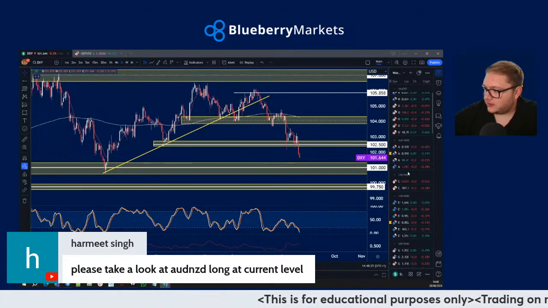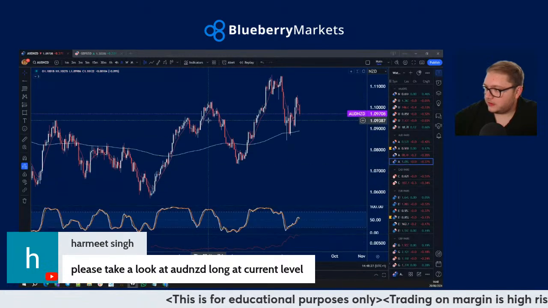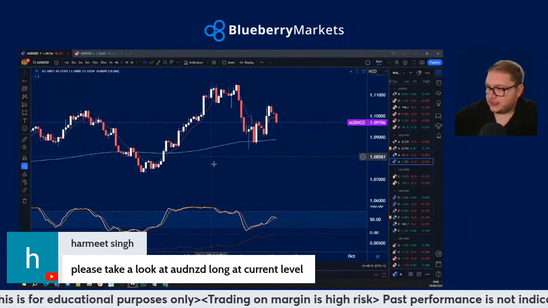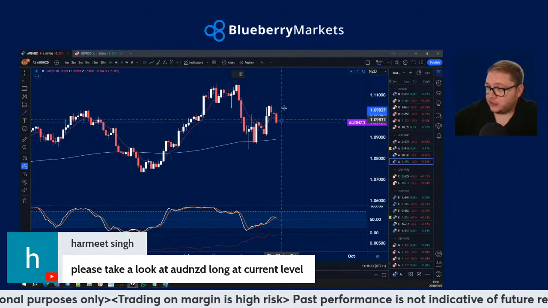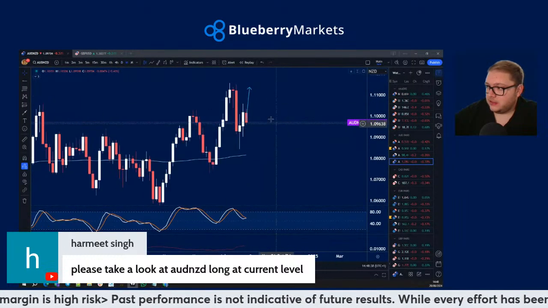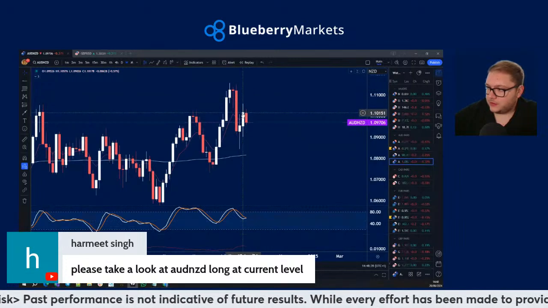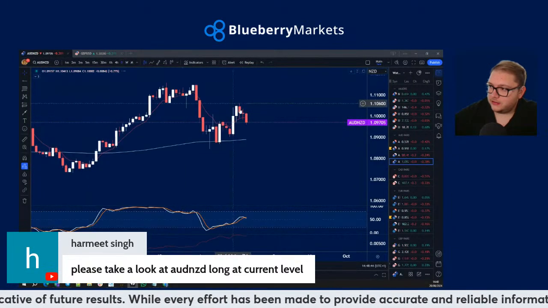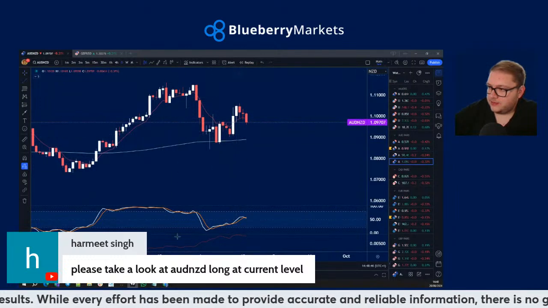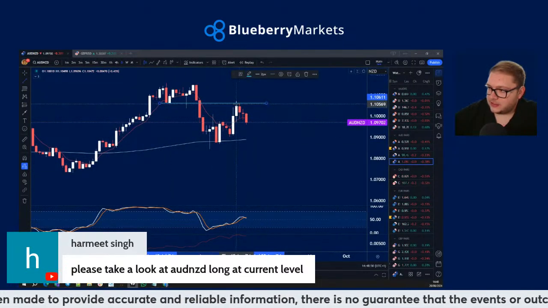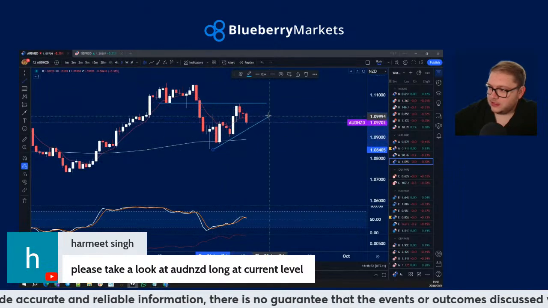I'll quickly go over this then, just very quickly. I like Aussie long. I liked Aussie Kiwi long, but we've not seen a follow through on last week. Last week was bullish. It's just not typical of what I would expect at the moment. Markets came back into that resistance level and rejected.